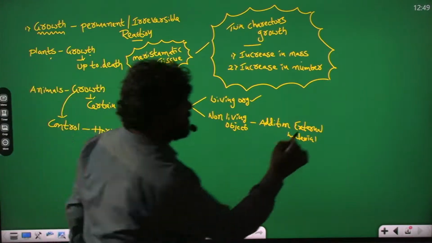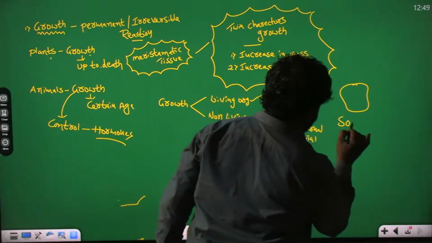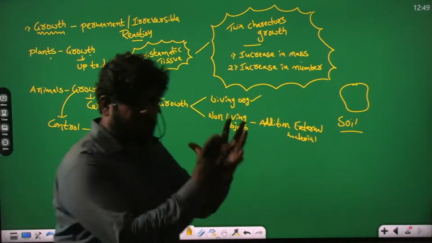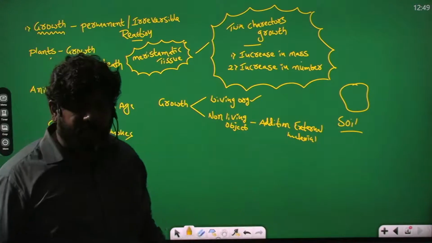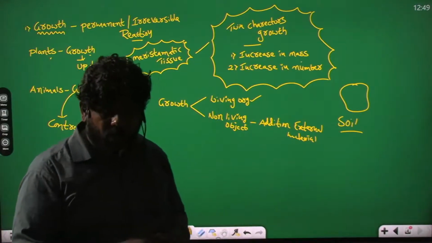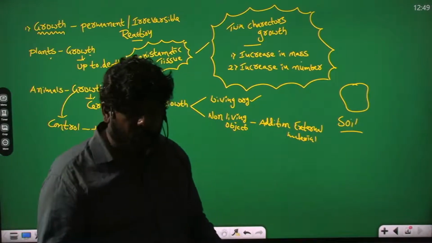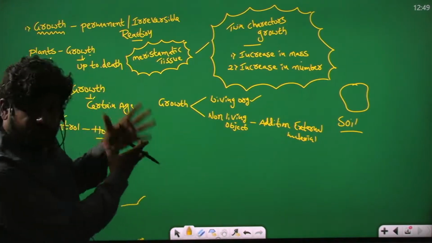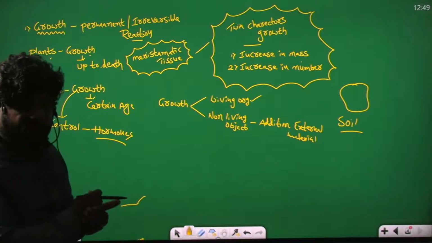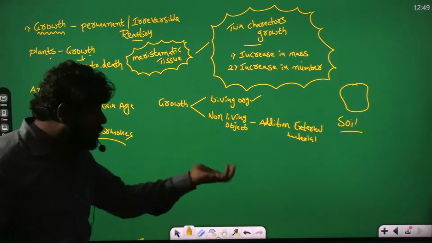For example, this is a soil boulder. Every day soil is added, and automatically its size will increase. Can you say that it is living? An ice mountain also shows growth. For example, this is one board. Add one more board, add one more, add one more. Here also growth has occurred. Can you say this is living? No.